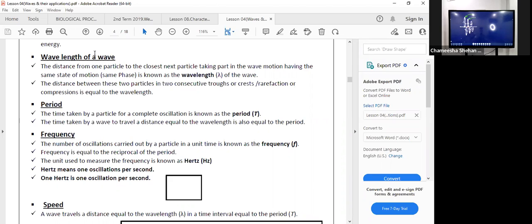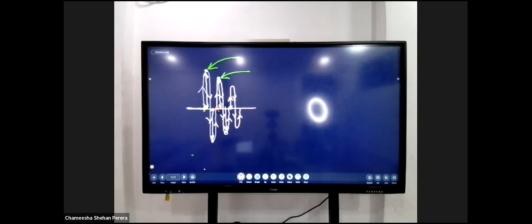This is the general definition: the distance from one particle to the closest next particle taking part in the wave motion, having the same state of motion or the same phase, is known as the wavelength. Wavelength is symbolized as lambda. The distance between two particles in two consecutive crests or troughs, or rarefactions or compressions, is equal to the wavelength.